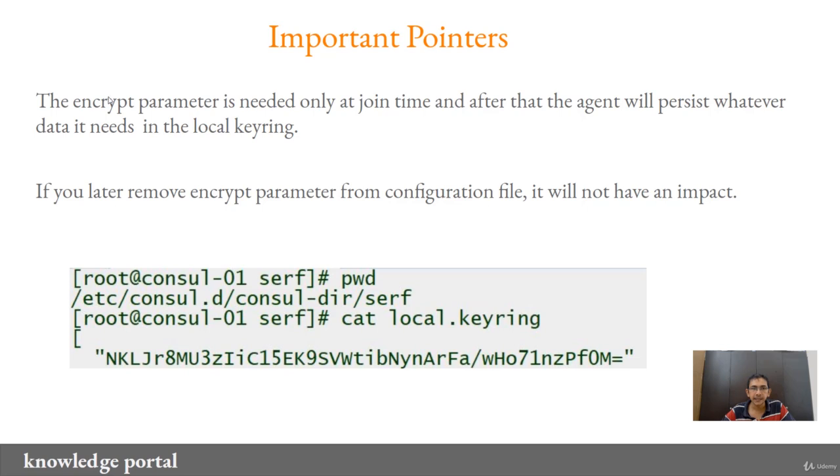The encrypt parameter that we add as part of the configuration file is needed only at the join time. After that, the agent will persist whatever data it needs within the local keyring. So if you later remove the encrypt parameter from your configuration file, it will have no impact at all. The encrypt parameter is primarily needed only during the join time.